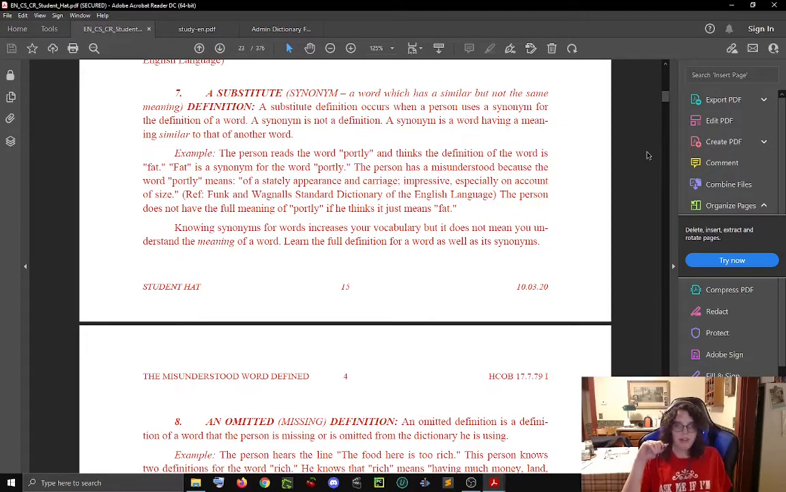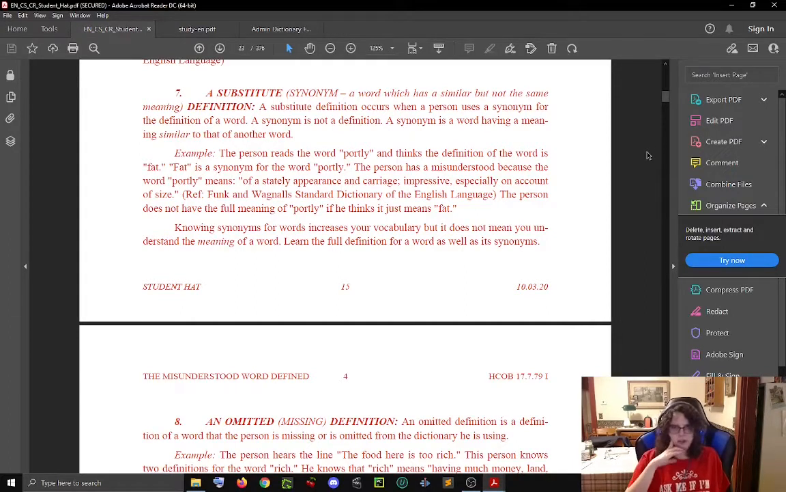Substitute definition. Synonym. A word which has a similar but not the same meaning. A substitute definition occurs when a person uses a synonym for the definition of a word. A synonym is not a definition. A synonym is a word having a meaning similar to that of another word.